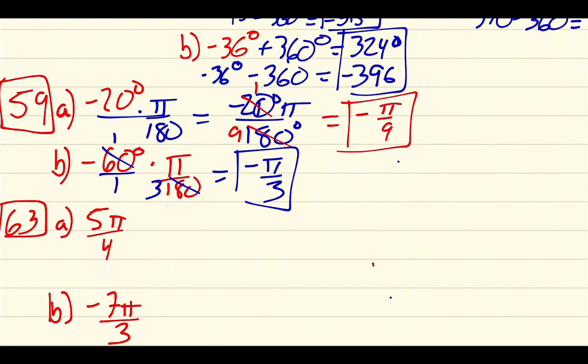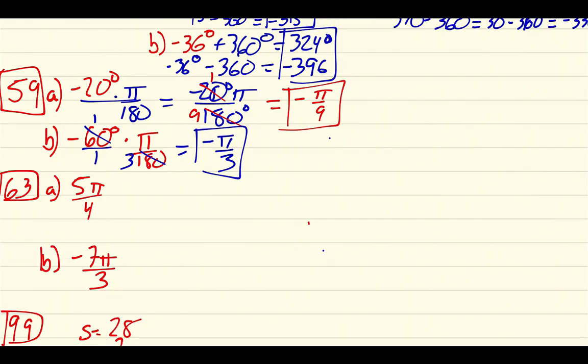Going the opposite direction on 63, 5 pi over 4. If we're converting that to degrees, we're going to multiply by 180 over pi. The nice thing about this is the pi's are going to cancel out. You can just multiply straight up and then divide, but I'm just going to reduce right off the bat. 4 and 180, we can divide both of those by 4. 180 divided by 4, sorry, I'm doing this off the top of my head, is 45. So we end up with 5 times 45, which is 215 degrees. So 5 pi over 4 is 215 degrees.